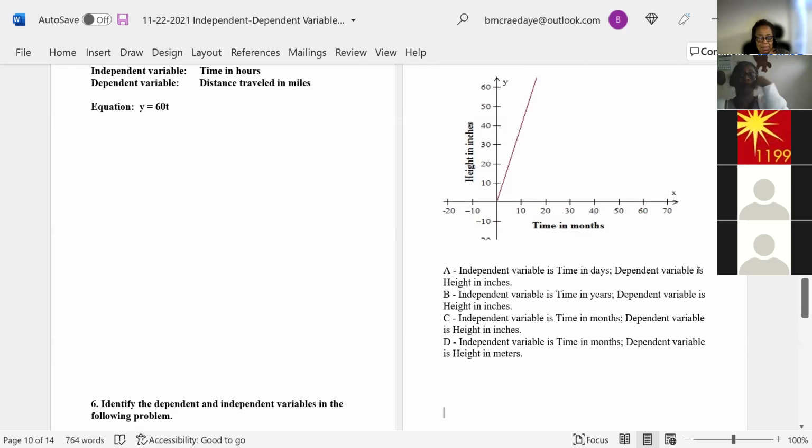That would be the correct dependent variable. The height in inches is dependent upon the time in months. Okay, so the answer would be C. And of course, D is wrong because this is height in meters, right? The height is in inches, not in meters. Okay, so the answer would be C.